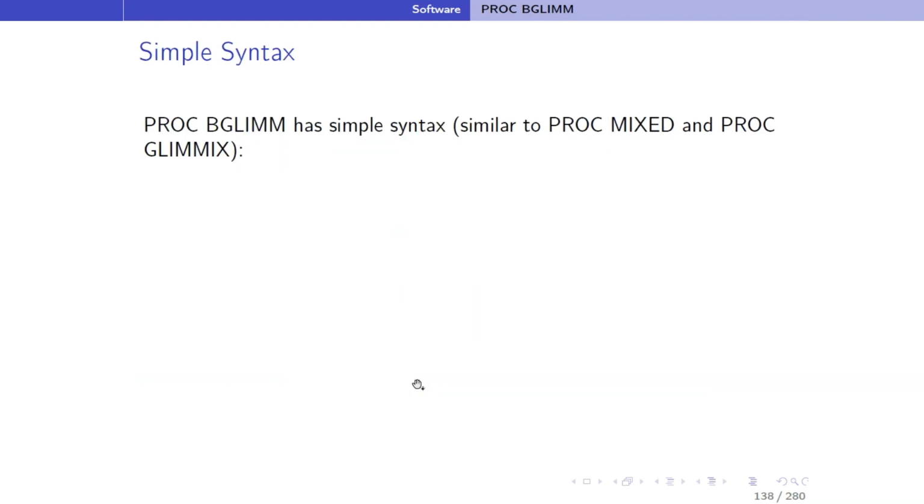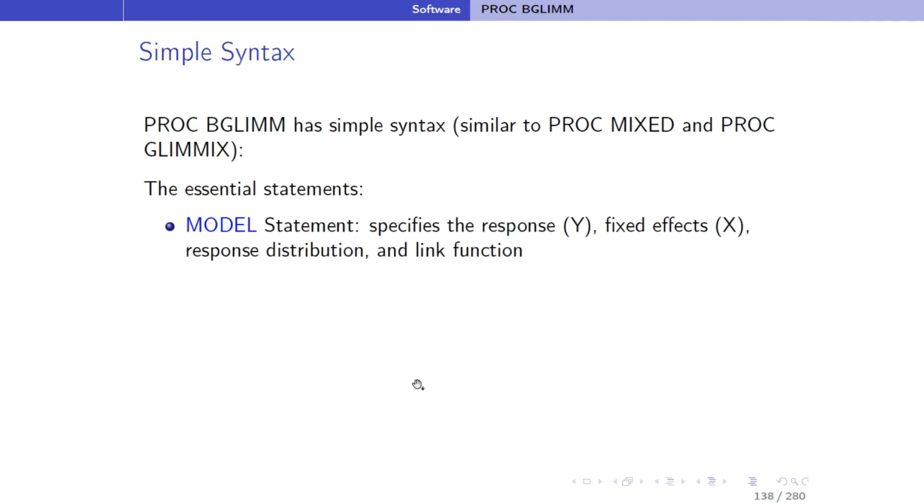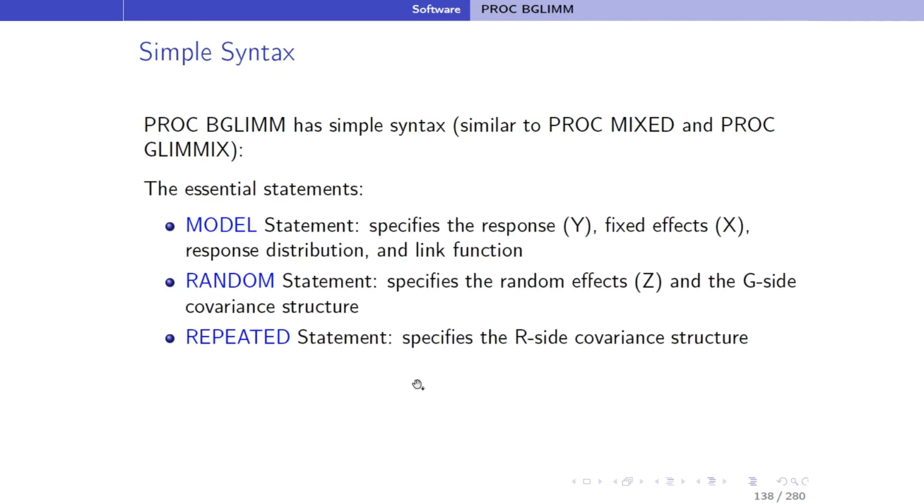PROC BGLIMM has simple syntax, very similar to PROC MIXED. The three essential statements are the model, the random, and the repeated statements, and we'll see examples of them. You specify the response variable, the covariates, fixed effects, response distribution, and link function. That's the job of the model statement.